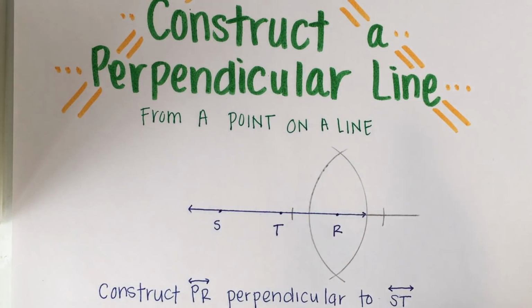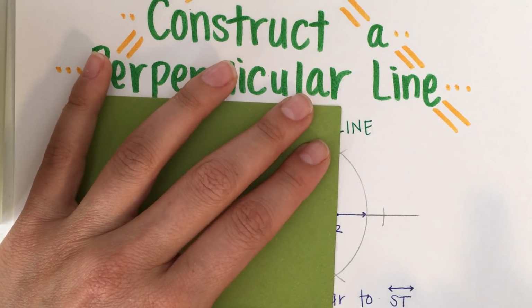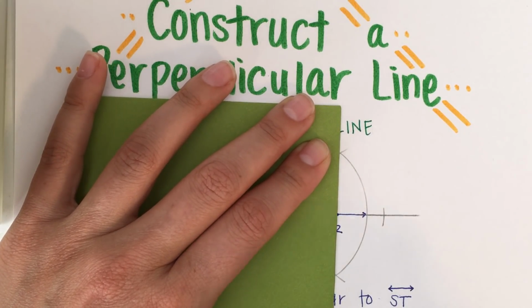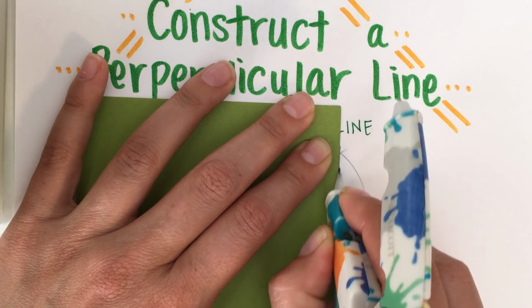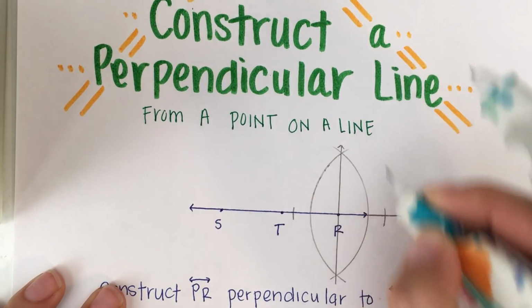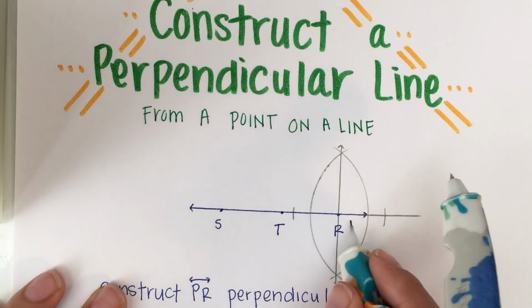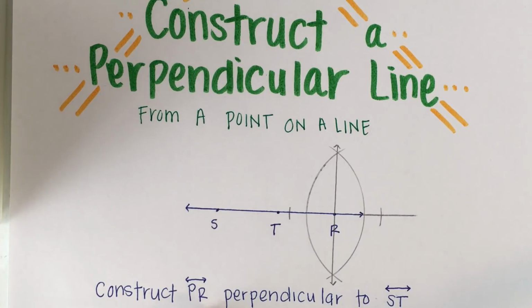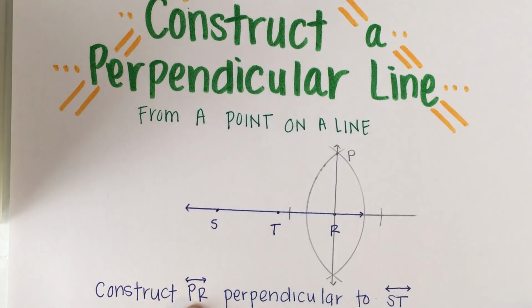Now I've created two important points. So I'm going to line up those points of intersection. And you can see that it goes through R, that's our main goal. And I'm going to connect it. So I have a perpendicular line to ST, here's line ST, that goes through point R. Now the last thing I need to do is label another point on the line P so that we have line PR perpendicular to line ST.